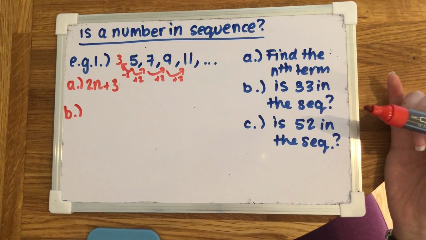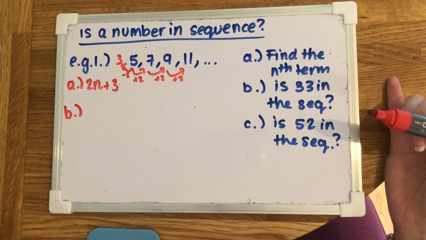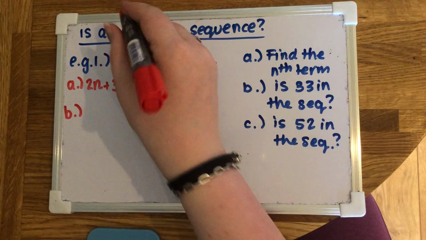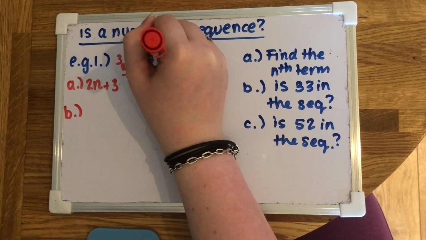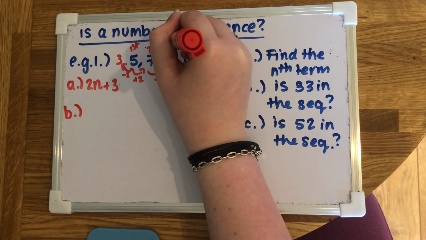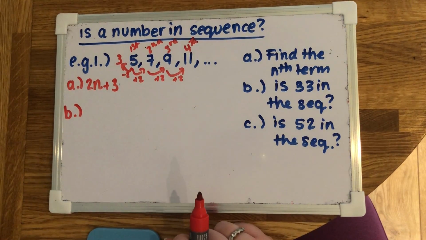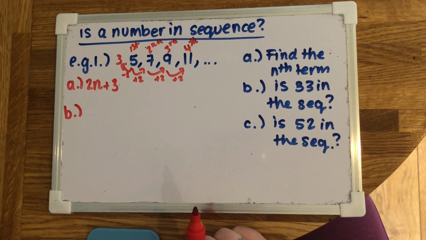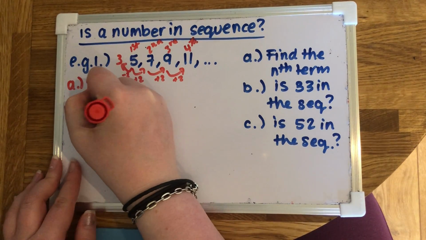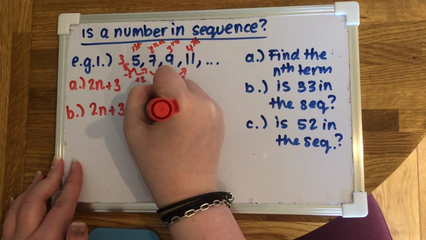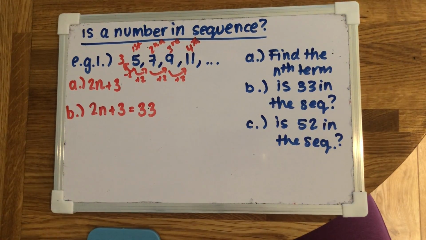If the n value ends up not being a whole number, then it isn't in the sequence, okay? Because all these have to be whole numbers, because this is the first term, second term, third term, fourth term, etc. You can't have a 6.5 term, it doesn't exist. So for the first one, we want to see whether 33 is in the sequence.